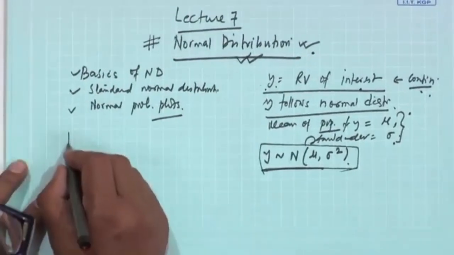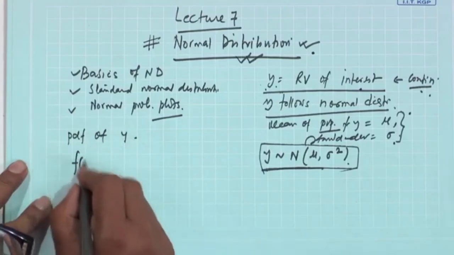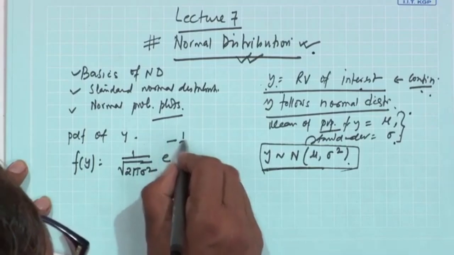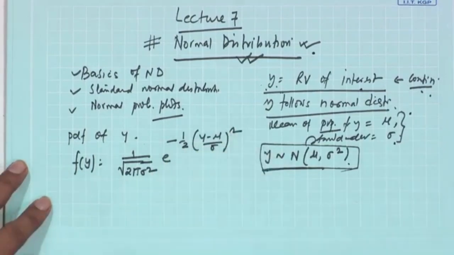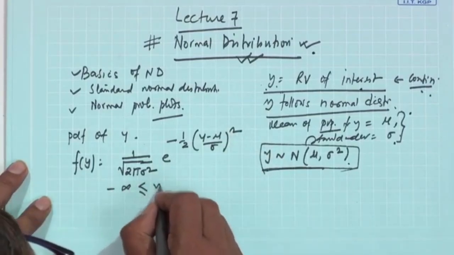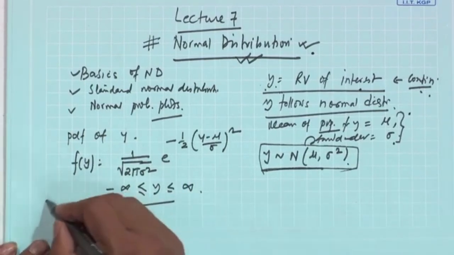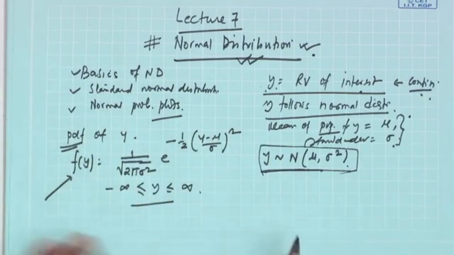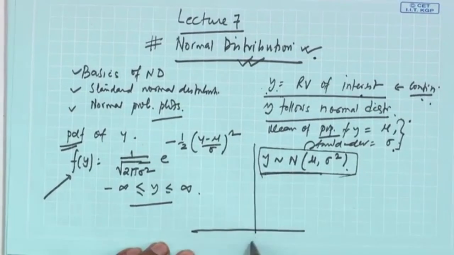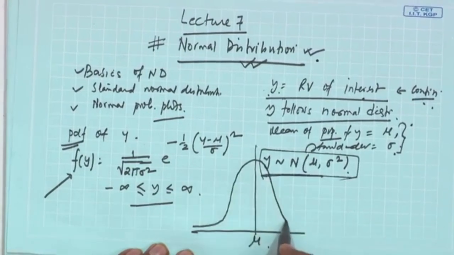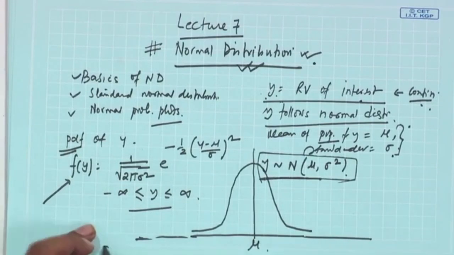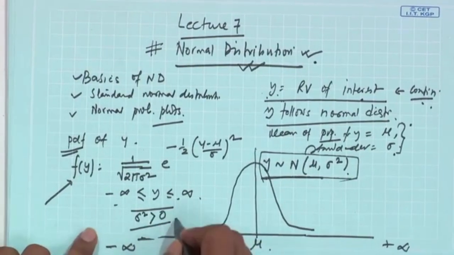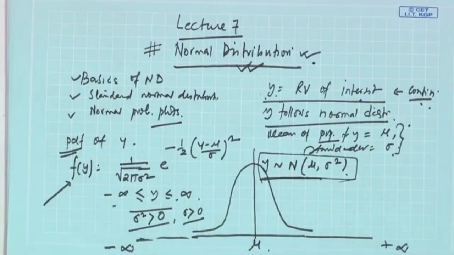Then the probability density function, PDF, of y will be f of y, which is 1 by root over 2 pi sigma square, within bracket e to the power minus half, y minus mu by sigma, to the power square. And here y ranges from minus infinity to plus infinity. What is this? This is the PDF, probability density function of y, and this is the normal probability density function. Okay. And if you plot, your plot will be like this. This will be mu, and this side minus infinity to plus infinity. But sigma must be greater than 0, sigma is not 0.